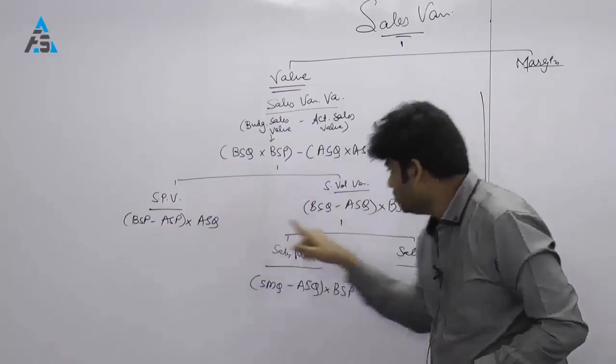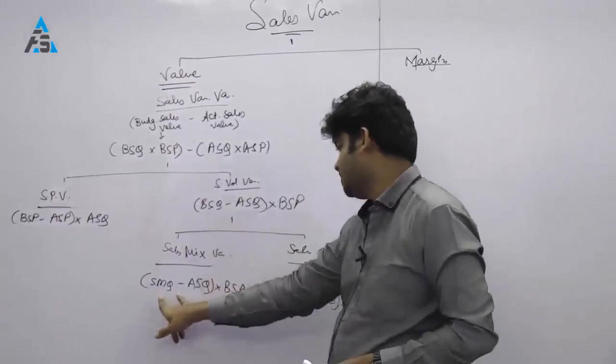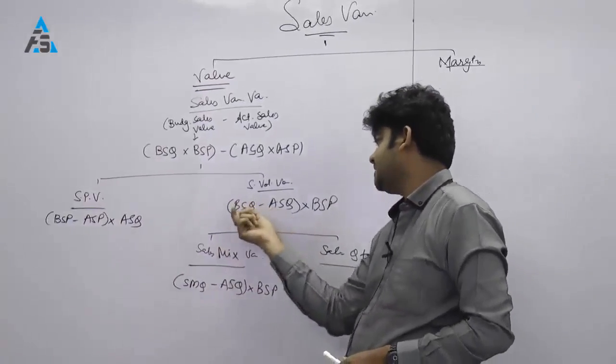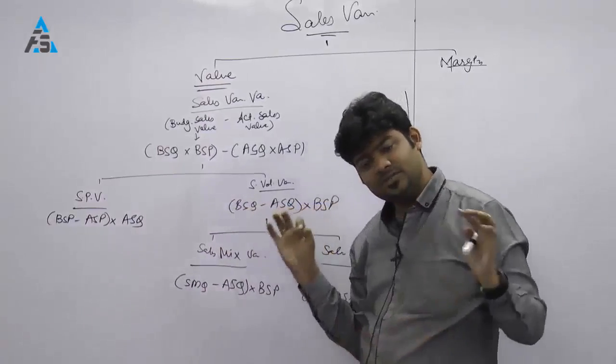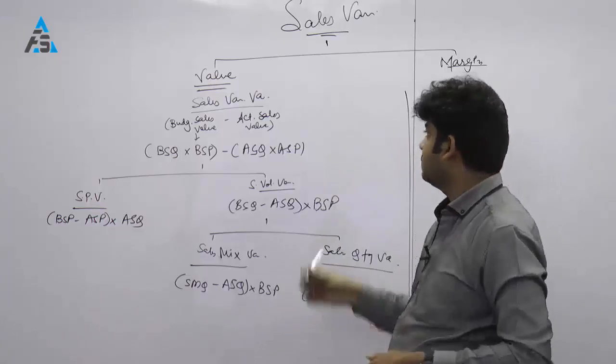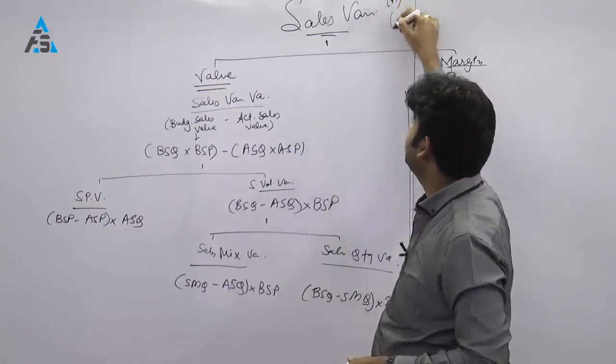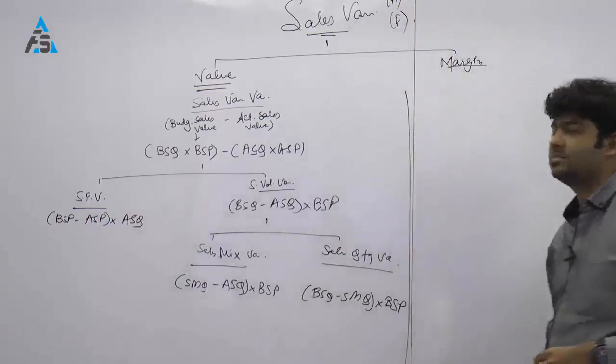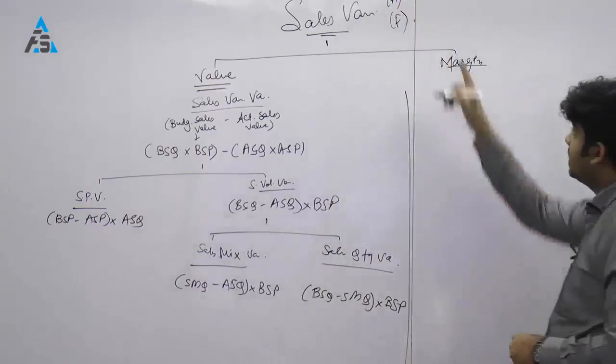Internally, if you do not write the exact wordings, see, if I write ASQ minus BSQ into BSP, you will still get full marks till the time your favorable and adverse is correct. Also, while writing favorable and adverse, write it like that. Write it like this, AF. This is how you have to write in the bracket.